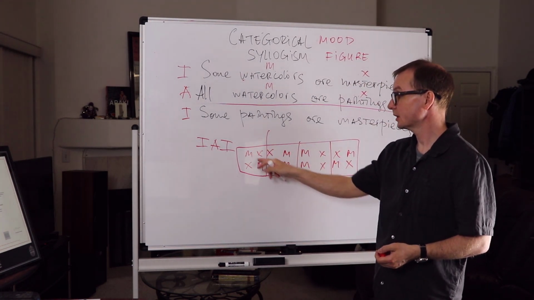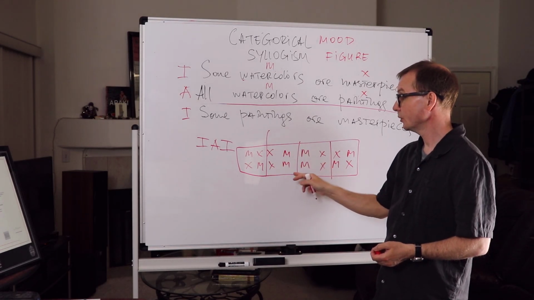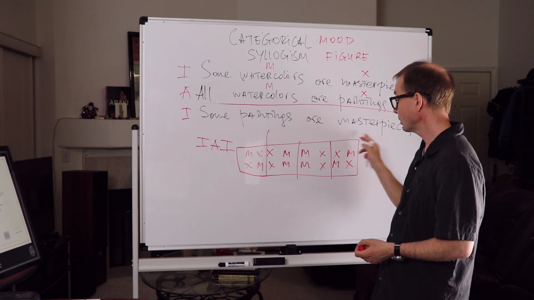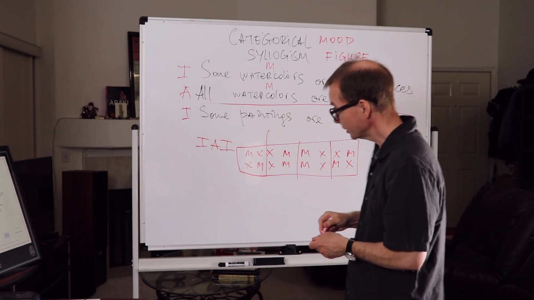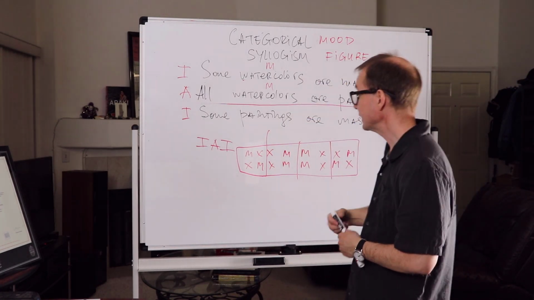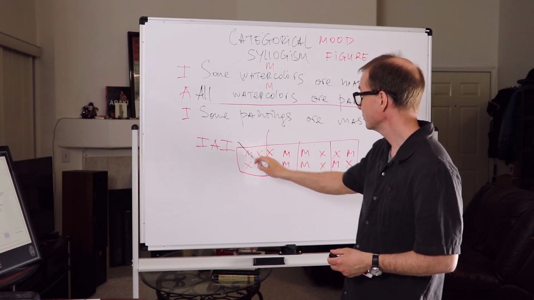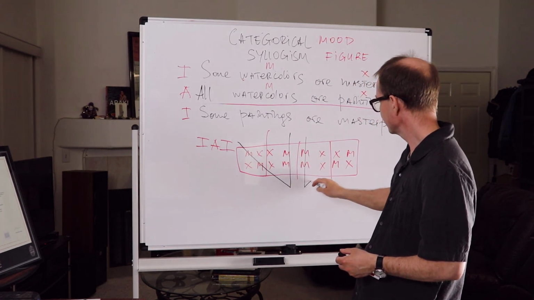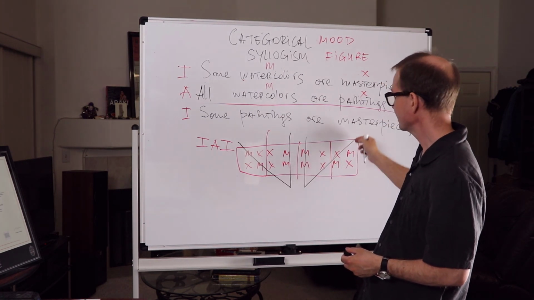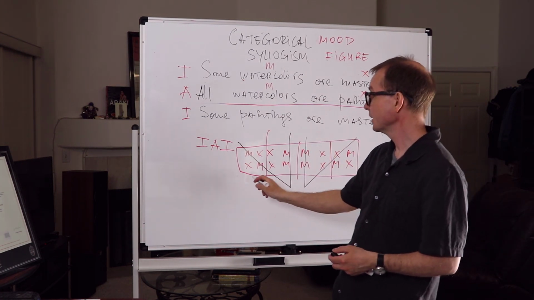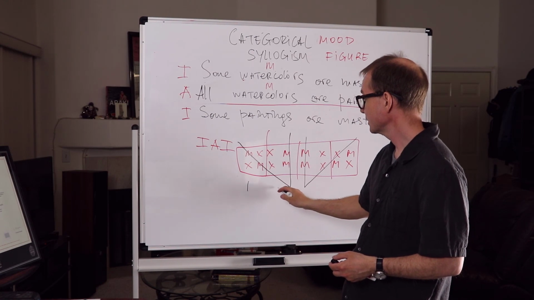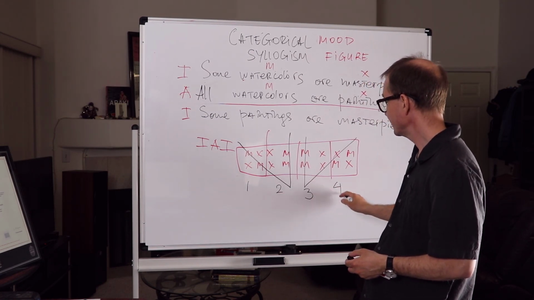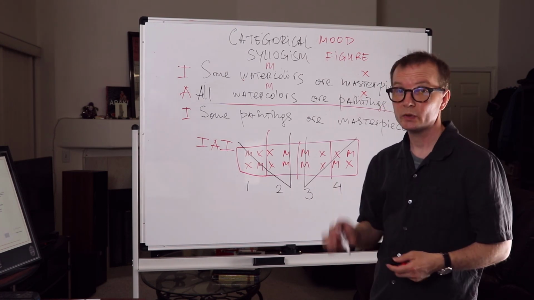Your middle terms either this way, or both of them on the right side, or both of them on the left side, or this way. Note that if we strike the line through them, we have this nice little picture, which the book also goes over. This would be figure 1, this would be figure 2, this would be figure 3, and this would be figure 4. And this is how you know which figure it is.